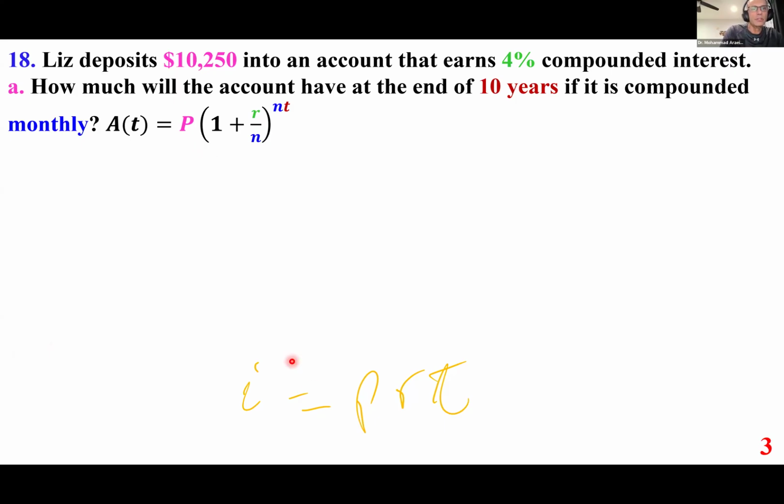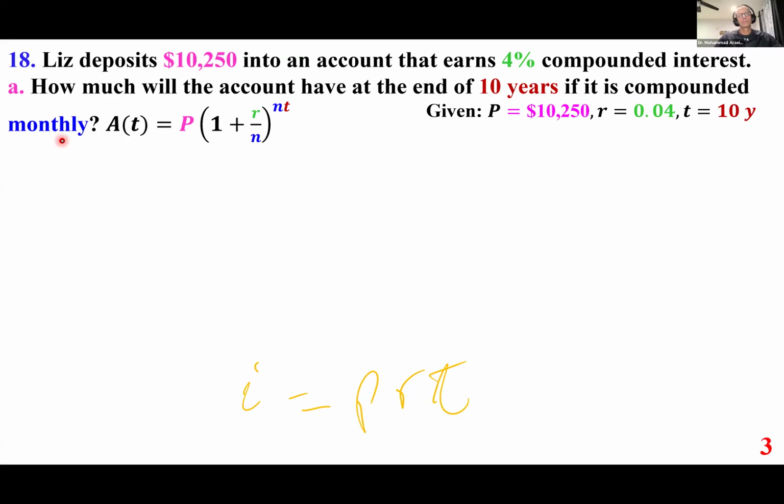P is the same P, principal. R is the same R, rate. T is the same T, time. N is the number of times compounding takes place per year. So let's write the given. So this one is a P. The principal is $10,250. This is 4%. The rate is 0.04 over the course of 10 years. So let's write that first. And then we move on to the next step.